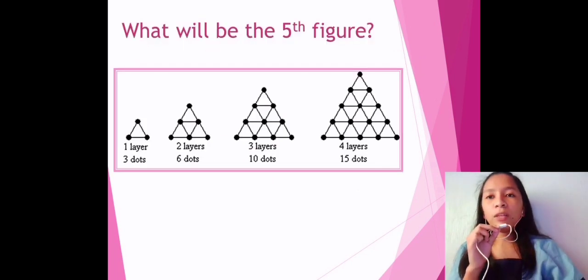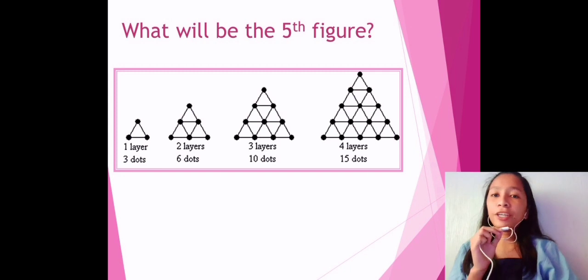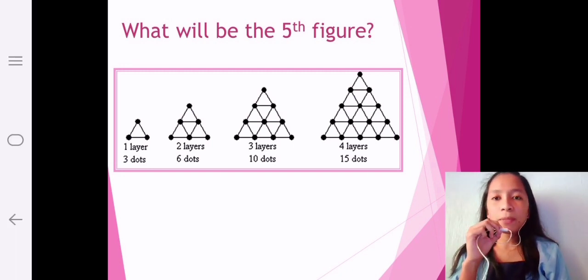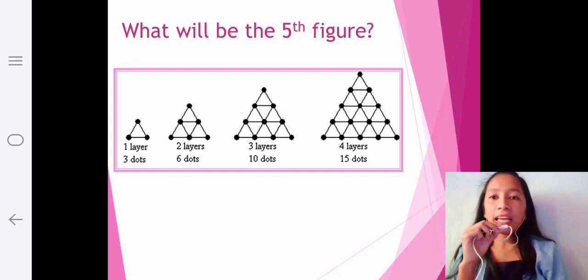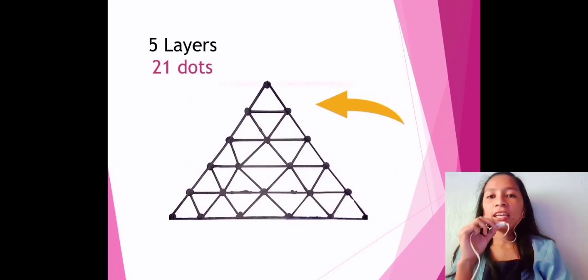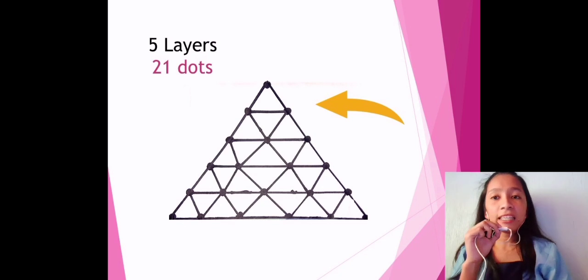Number 3, what will be the fifth figure? Sa layer 1, meron tayong 3 dots. Sa layer 2, meron tayong 6 dots. Sa layer 3, meron tayong 10 dots. And sa layer 4, meron tayong 15 dots. Sa given sequence na to, mas madali natin siyang malalaman kung ano yung next figure kasi kailangan lang natin magdagdag ng isang triangle sa baba and then bubuo ulit siya ng isang triangle. So, ganito yung magiging figure niya. Ayan. So, magkakaroon tayo ng 21 dots. Nagdagdag tayo ng isang triangle sa baba and then nakabuo tayo ng 21 dots.